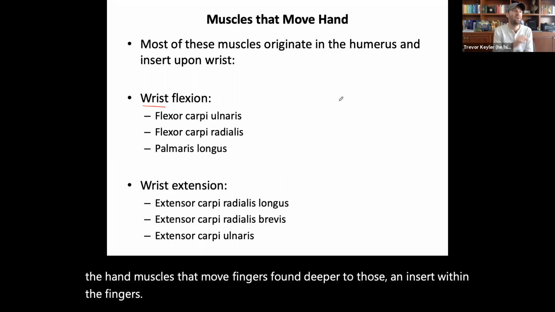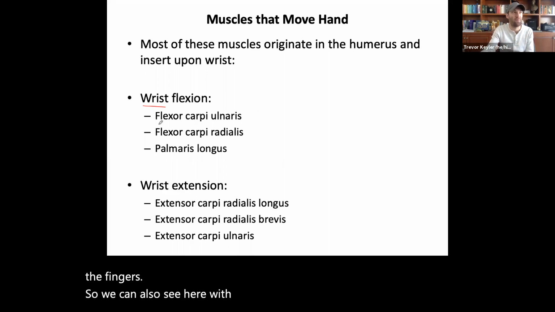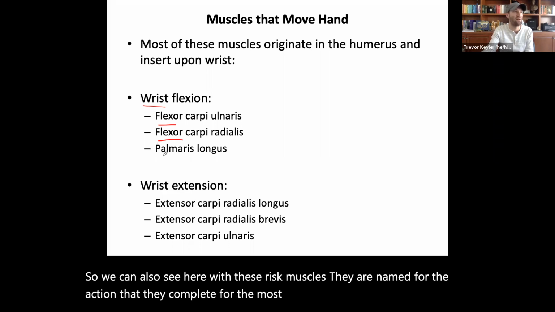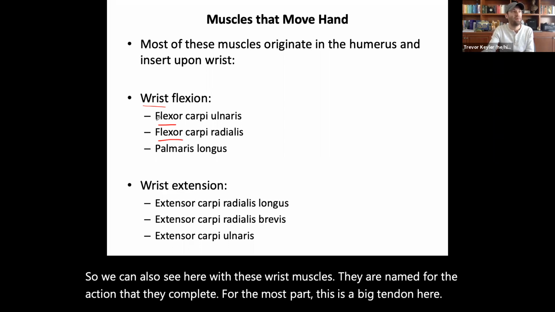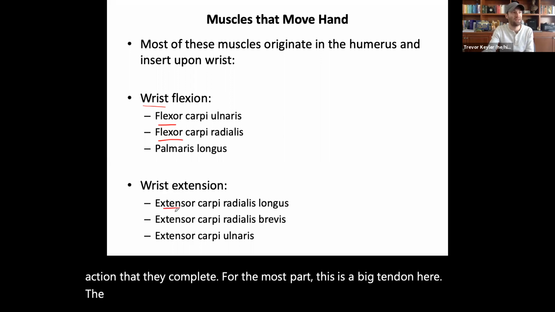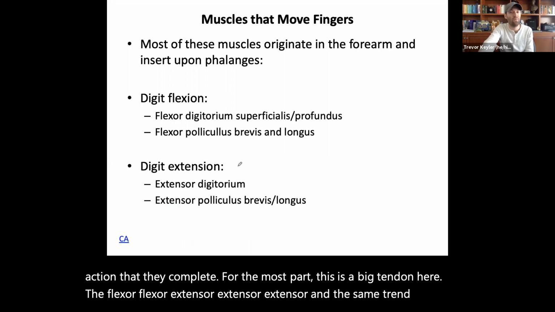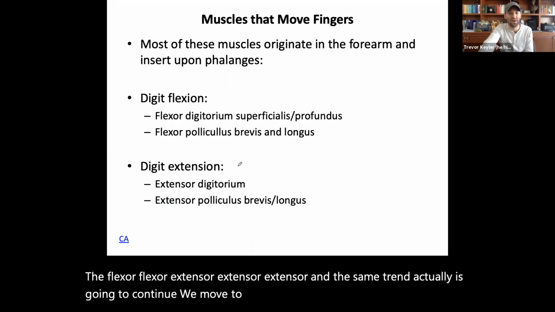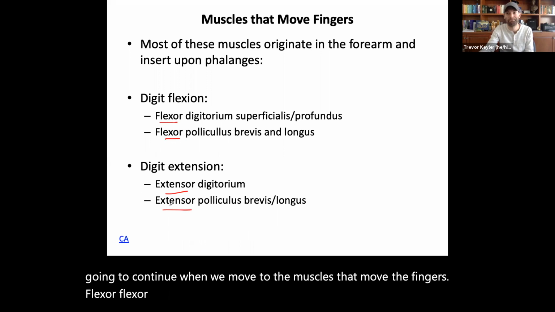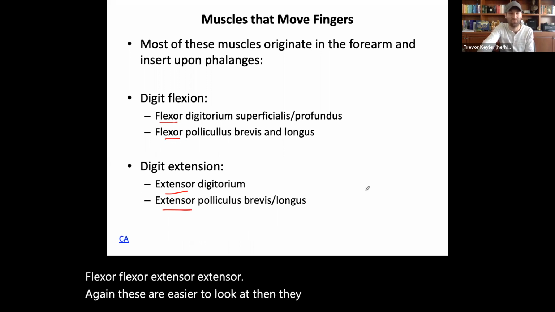We can also see here with these wrist muscles, they're named for the action that they complete for the most part. This is a big tendon here. The flexor, flexor, extensor, extensor, extensor. And the same trend is going to continue when we move to the muscles that move the fingers. Flexor, flexor, extensor, extensor. Again, these are easier to look at than they are to talk about like this. So let's move on.